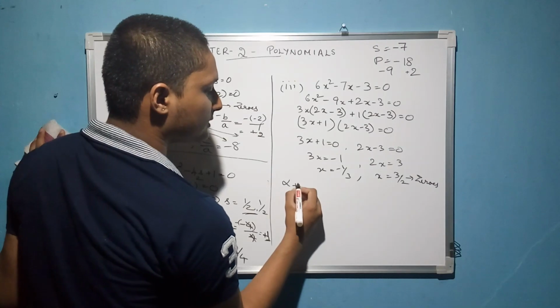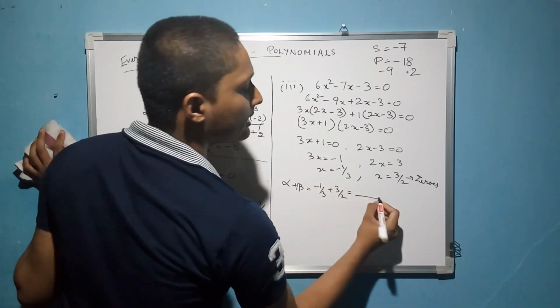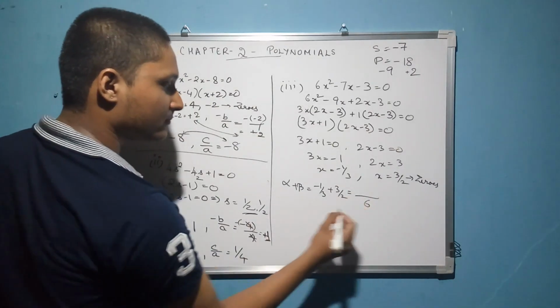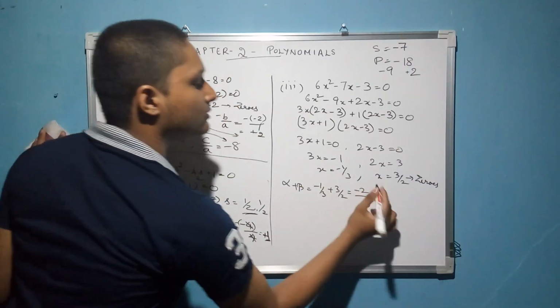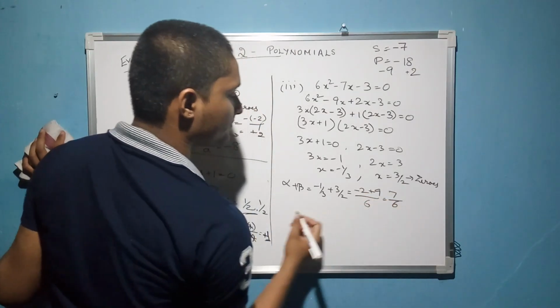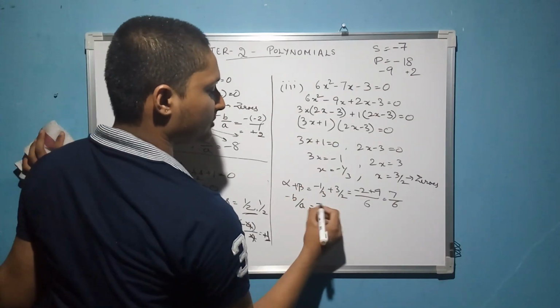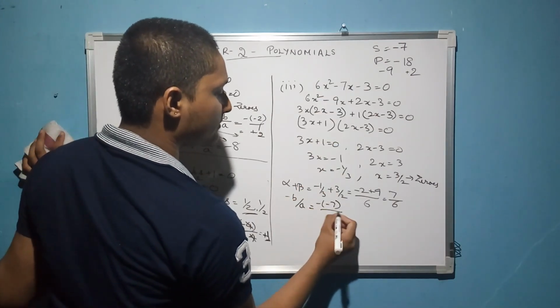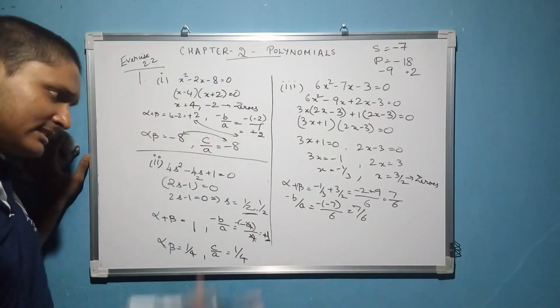Now you need to find alpha plus beta, that is minus 1 by 3 plus 3 by 2. What is it going to be? While taking the LCM, we get 6 here. So this is minus 2, 3 into 3 is 9, plus 9, so it becomes 7 by 6. Okay, what is minus b by a? Minus b by a is minus of minus 7 divided by 6, that is 7 by 6. You are getting 7 by 6, here also 7 by 6, no problem.